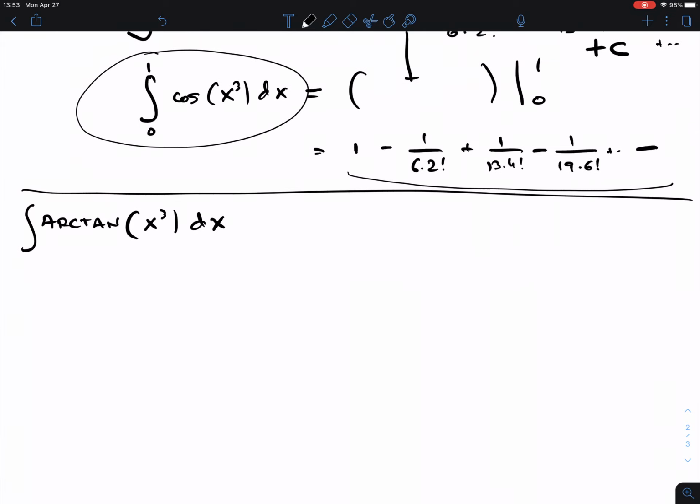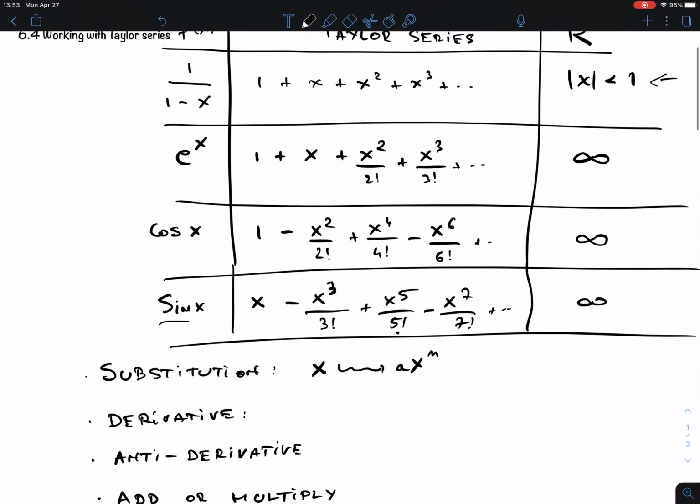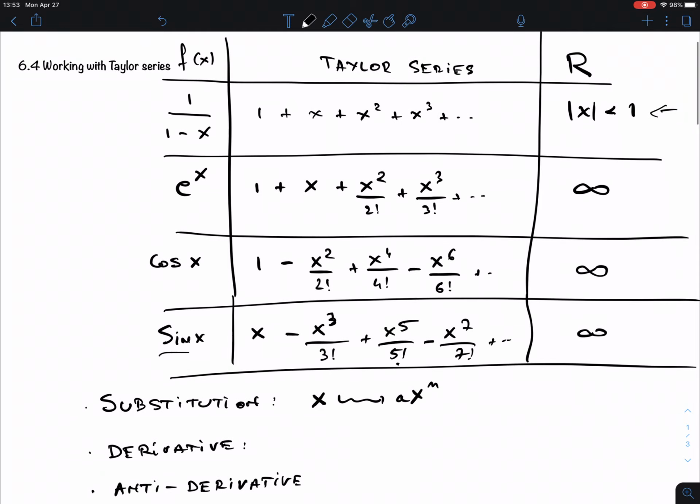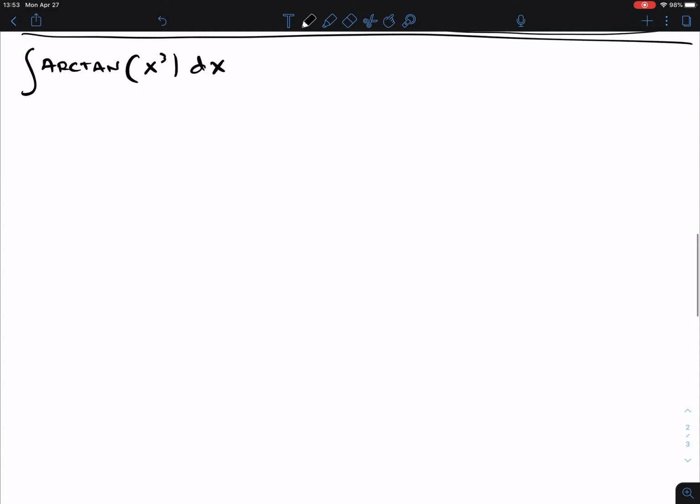Now, you might panic because you say, I don't have a series for arctangent, and you're right. We haven't written it down. In the book, actually, they wrote it down, but why didn't we write it down? Because we can figure it out. But when I say we can figure it out, I really mean perhaps I need to help you here.